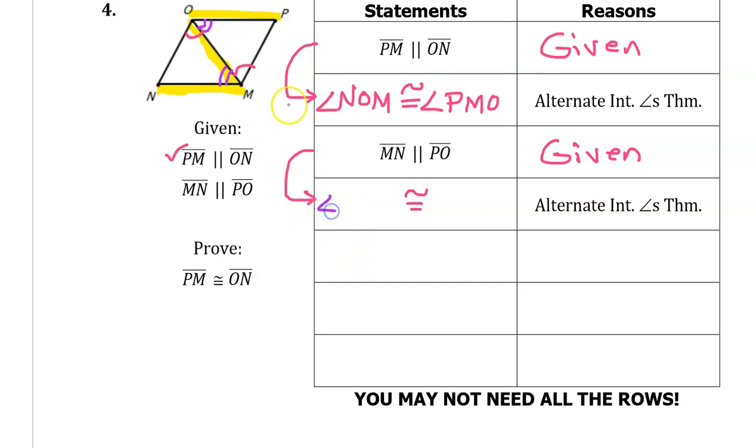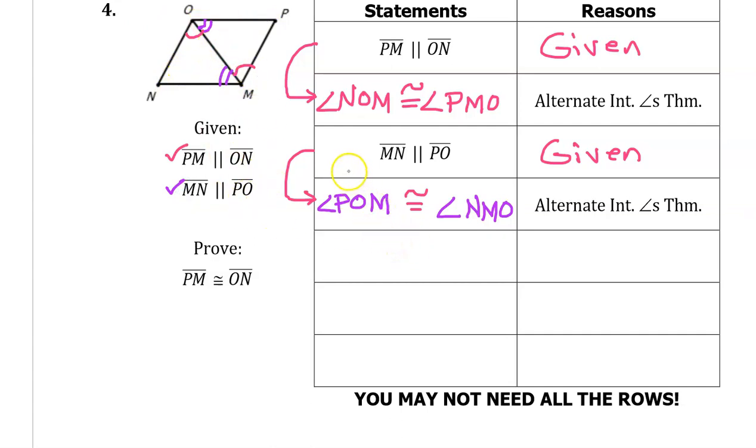So that is angle POM and angle NMO. Whoops, I forgot the angle symbol. And it's the exact same reason, the alternate interior angles theorem. So that takes care of both givens. So we are all out of givens.